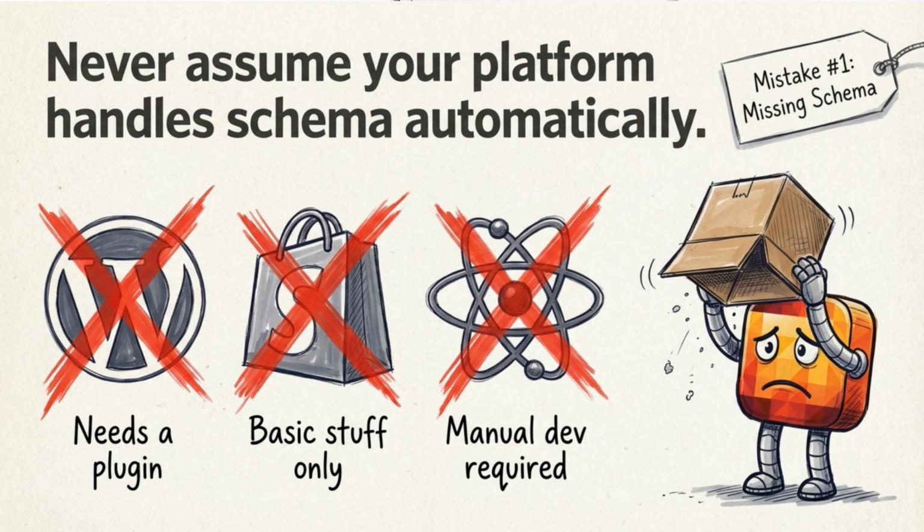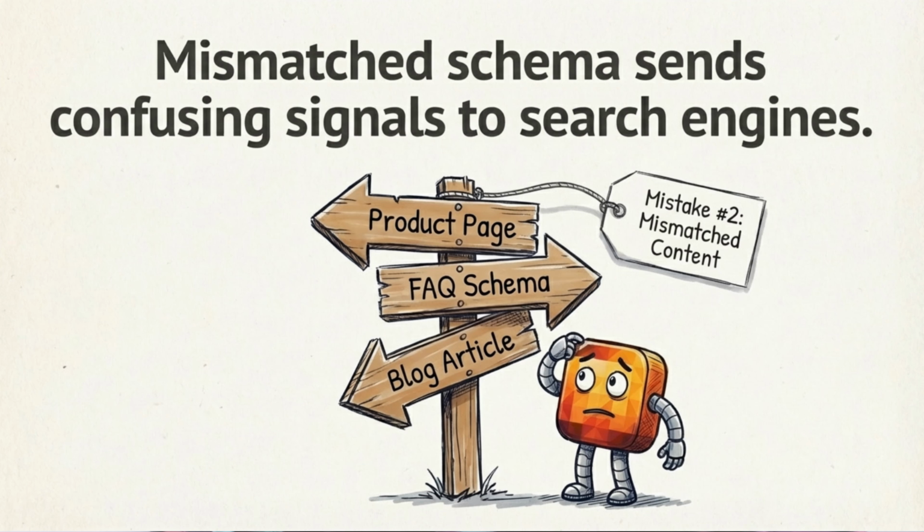Mistake number one, missing schema entirely. Still the most common issue, business owners assume their platform handles it. WordPress with a generic theme, not automatically. You need to install a plugin. Shopify, basic stuff only, well, if you're lucky. Modern websites using React or Next.js? Well, almost certainly not, unless the developer specifically implemented it. Always verify using Google's Rich Results Test or Schema Validator. Don't assume.